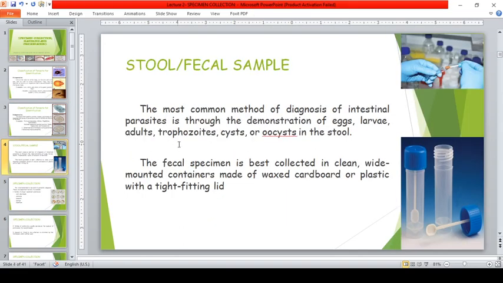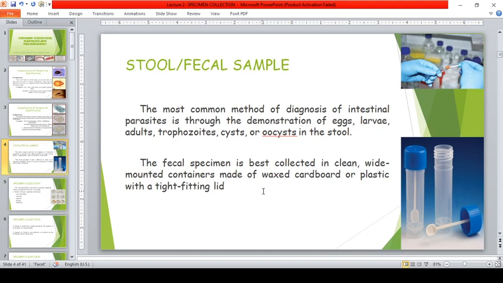Okay, so we have stool or fecal sample, which is the most commonly requested sample for parasitic examination. The most common method of diagnosis of intestinal parasites is through the demonstration of eggs, larvae, adults, trophozoite, cyst, or oocyst in the stool. The fecal specimen is best collected in clean, wide-mouthed containers made of wax, cardboard, or plastic with tight-fitting lid.